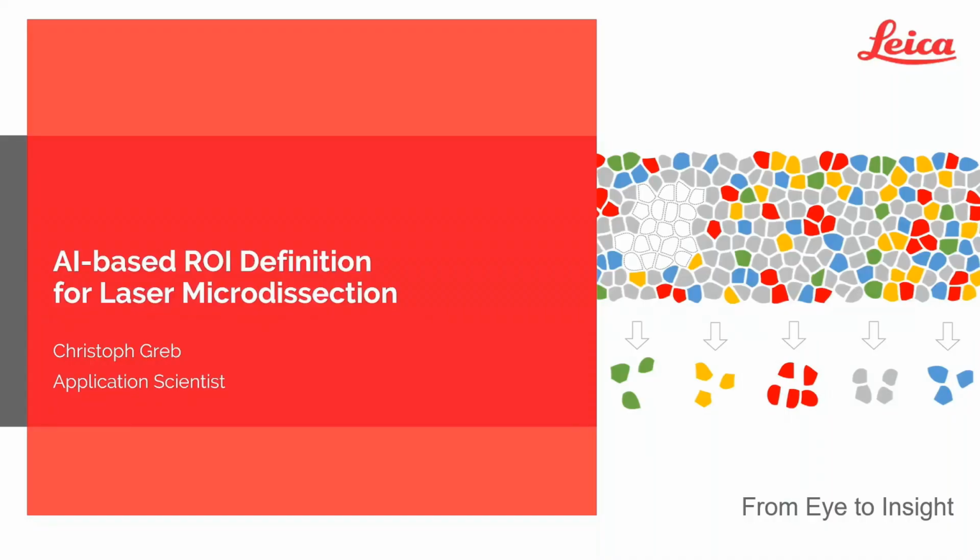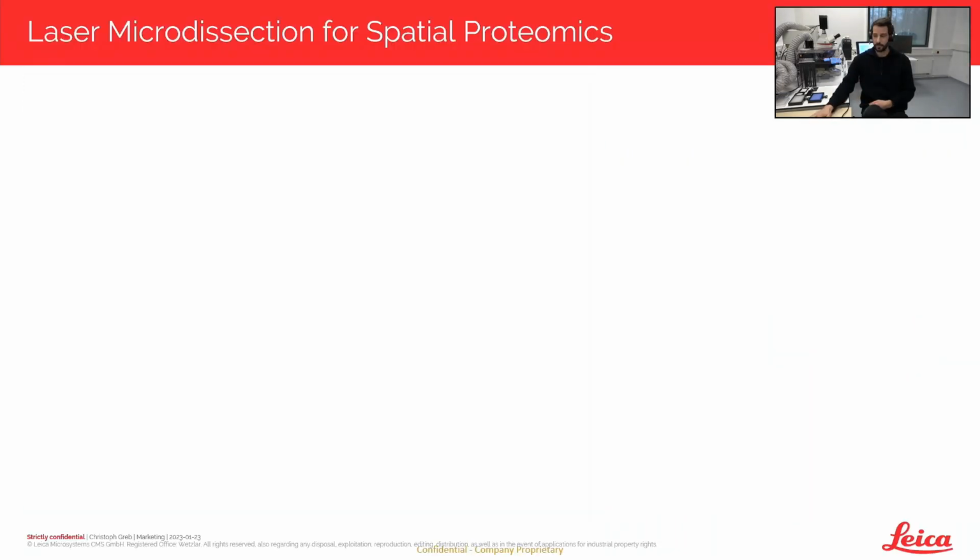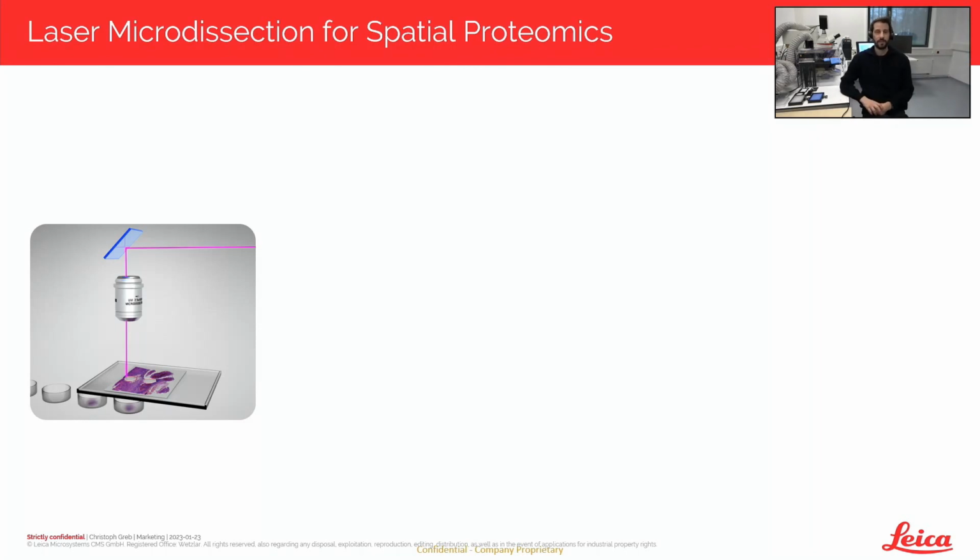Hello, my name is Christoph Greb and I am application scientist here at Leica Microsystems, and I'm going to show you how the LMD here in my back, Laser Microdissection, can help you in terms of spatial proteomics. First of all, I'm going to give you a short introduction, a short presentation, and to get an overview of what we are going to see here in this workshop is spatial proteomics and the question how spatial proteomics can help you or how the LMD can help you in your spatial proteomics workflow.